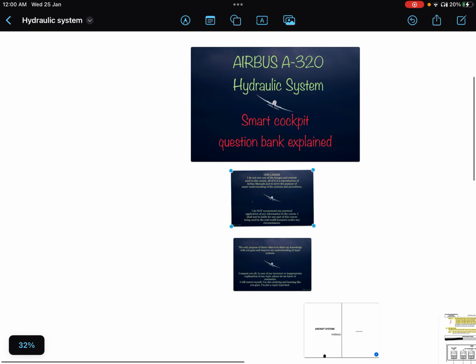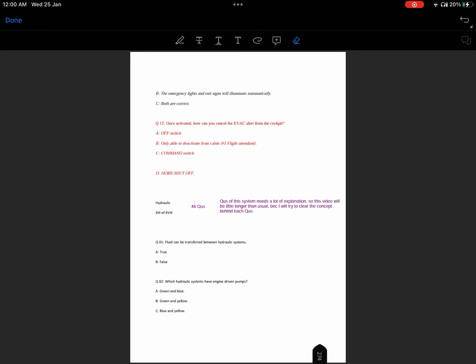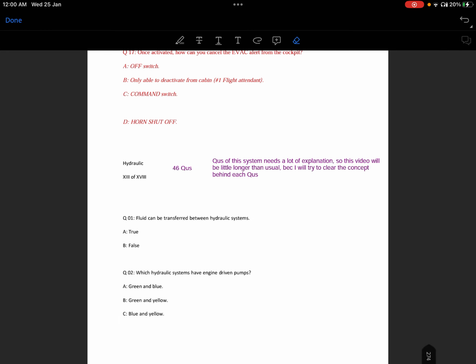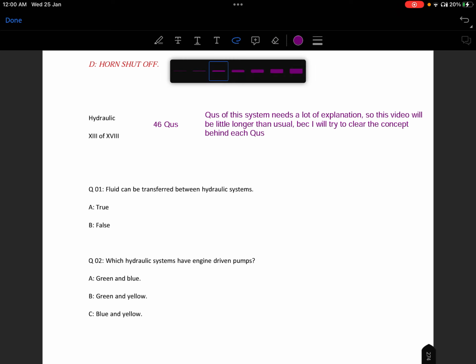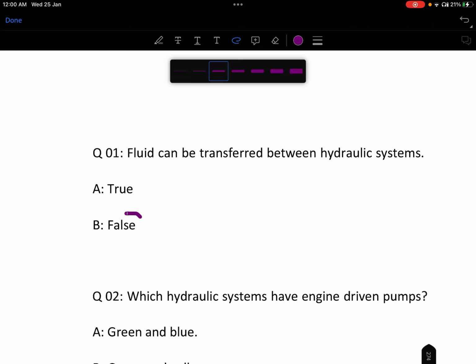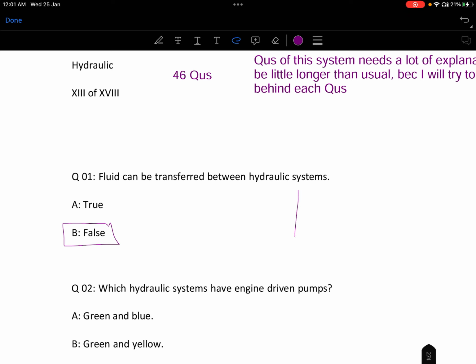Let's start with some questions. So here is the hydraulic chapter. Question number 1. Fluid can be transferred between hydraulic systems. What do you think? Can fluid be transferred between hydraulic systems? No. False. We cannot transfer fluid between hydraulic systems. Each system keeps its own hydraulic fluid within it.